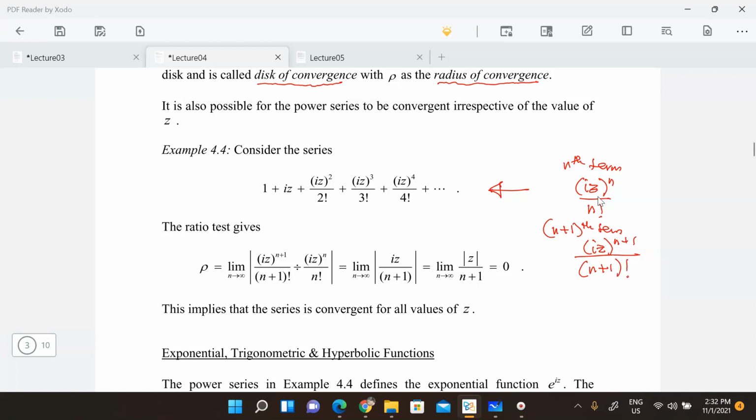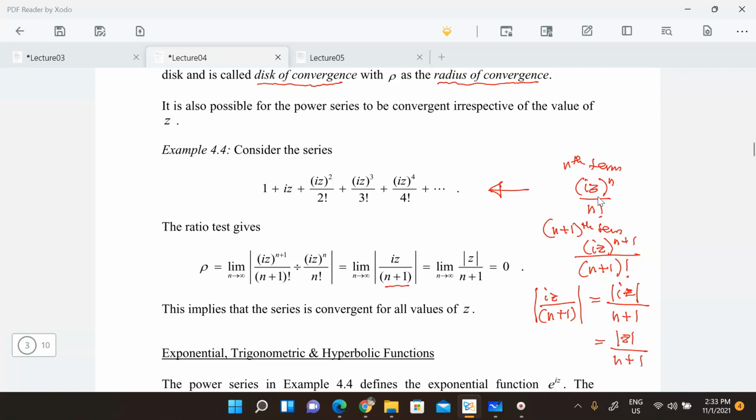So you take the ratio of these two terms, this divided by that. So then you actually get this. And remember that since this is a complex number, you need to take the absolute value. So if you take the absolute value and take the limit as n goes to infinity, you have some number. Remember that the absolute value of i z to the n plus 1 is the absolute value of z divided by n plus 1, since your i has absolute value 1.